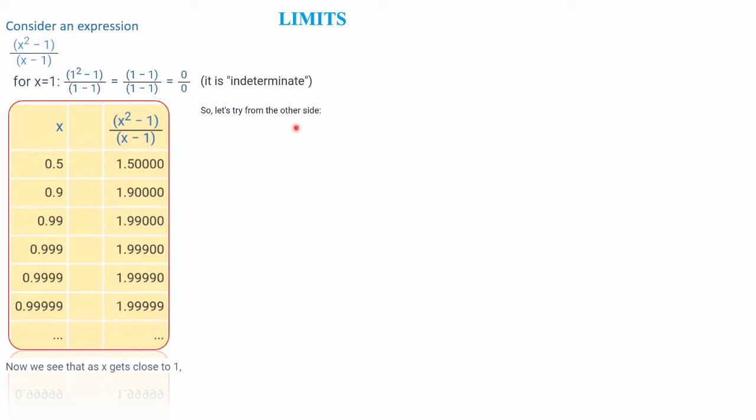So let's try it from the other side. Other side in the sense, you can see there is a number line, and in this number line the value of 1 is marked in the middle, and left side is 0.5 and right side is 1.5. First we substituted from 0.5, means left side of 1, and we got the value of the function approaching 2. And now we'll try from the other side, means from the right side.